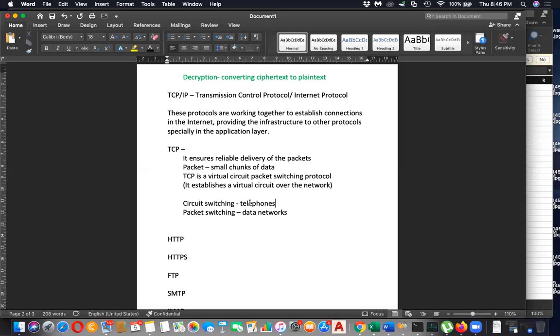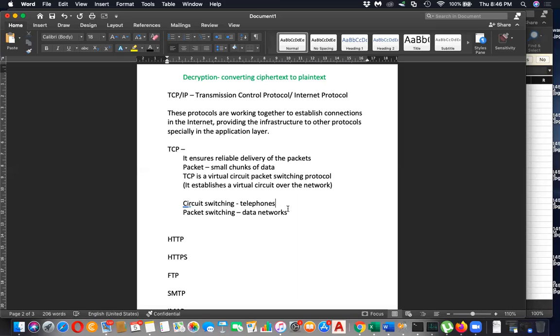Or you have three people, A, B, and C. A and B are calling each other using a traditional telephone. Then C cannot call A, and C cannot call B. But after the call, when both A and B hang up, then C can call A or B, anyone. So during that call time, there will be a circuit. But in data, is it the same?